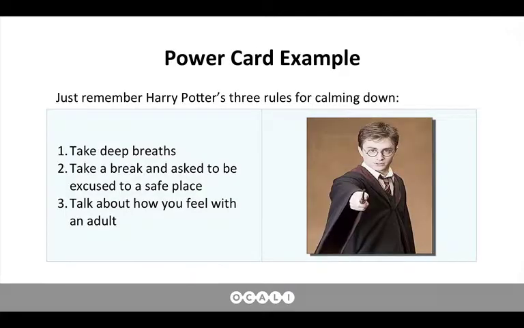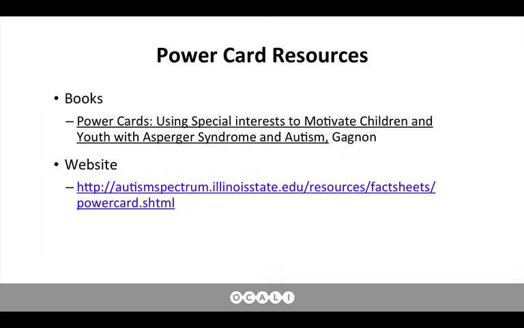This is an example of a power card that could be used to help a child calm down when anxious or upset. This individual's interest is Harry Potter, and Harry Potter reminds him or her to remain calm. These are various resources for developing and using power cards with individuals with autism.